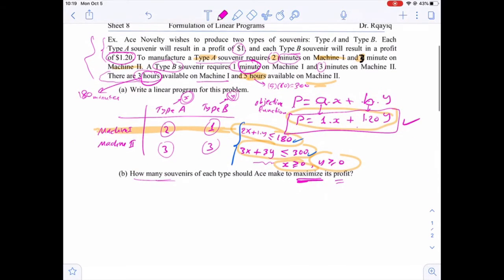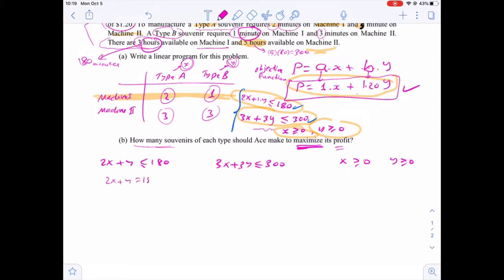We want to maximize the profit, so let's graph the region S, the feasible region, and find the feasible solution. The first inequality is 2x plus y less than or equal to 180, the second one is 3x plus 3y less than or equal to 300, and we have the non-negativity constraints: x is greater than or equal to 0 and y is greater than or equal to 0. Now we graph these inequalities. We convert each into an equation, and then we choose 2 points. Let's choose 0 for x, 0 for y, and find the corresponding values. When x is 0, y is 180. When y is 0, 2x equals 180, that means x equals 90. So the 2 points are (0, 180) and (90, 0).